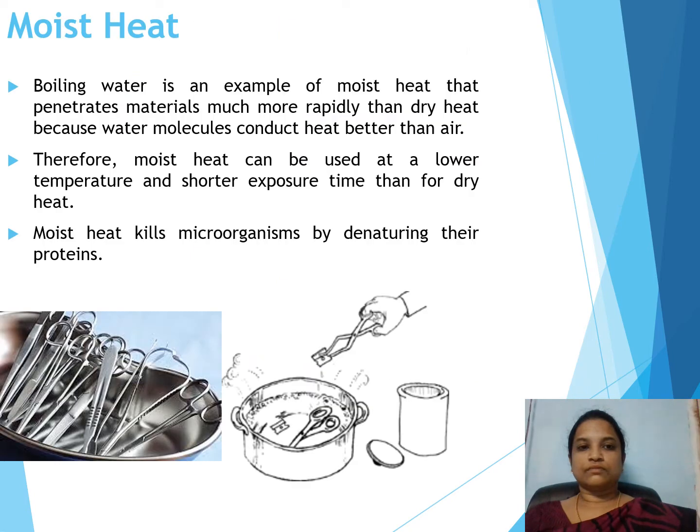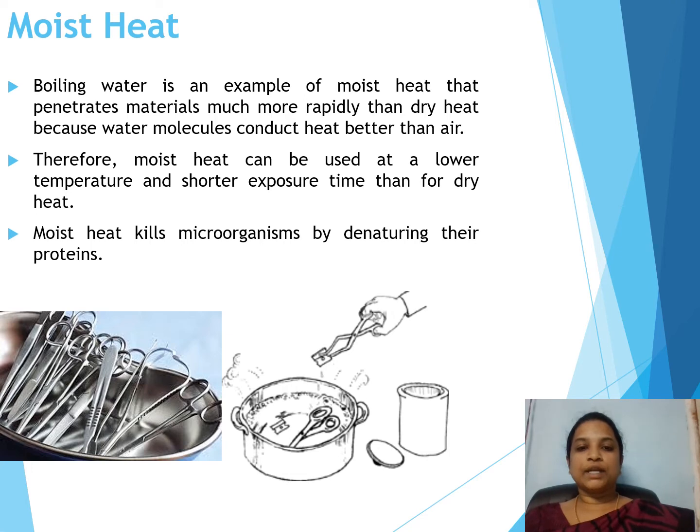In this picture, the inoculation loop and the culture tubes are directly shown over the flame to remove any unwanted microbes. The next method is the use of moist heat. Boiling water is an example of moist heat that penetrates material much more rapidly than dry heat because water molecules conduct heat better than air. Therefore, moist heat can be used at a lower temperature and shorter exposure time than dry heat.